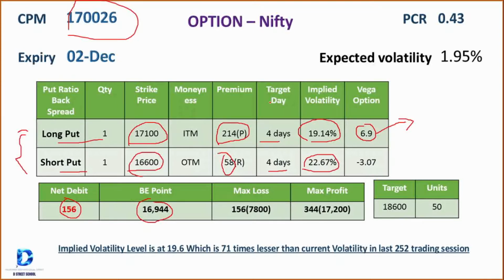As per my prediction, Nifty will be moderately bearish. If the market reaches 16,600, we will book the maximum profit of 17,200. If it works against our prediction, the maximum loss would be 7,800 rupees.